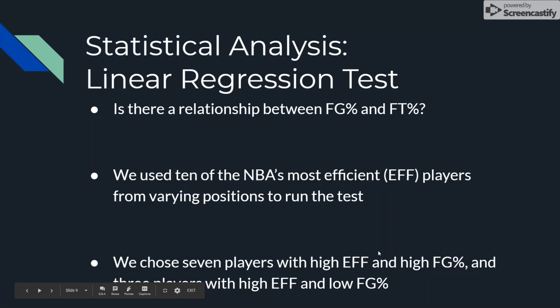As an extension of our project, we decided to run a statistical analysis, and the statistical analysis test we chose was a linear regression test. Basically, a linear regression test can be used to determine the certainty regarding a correlation between variables. And so in our project, we measured whether or not field goal percentage and free throw percentage were correlated. For example, if a player is a good free throw shooter, do they also have a good field goal percentage? In other words, does a higher field goal percentage result in a higher free throw percentage, and vice versa?